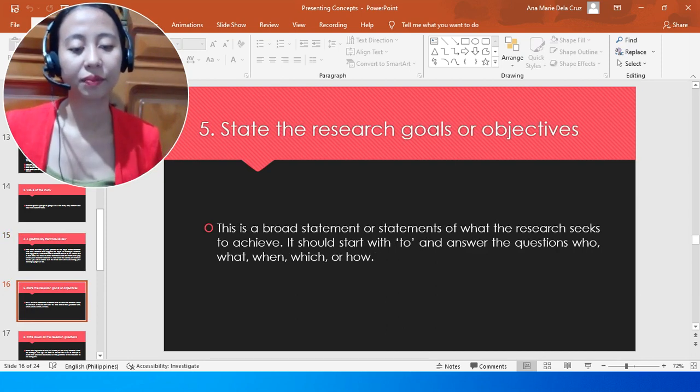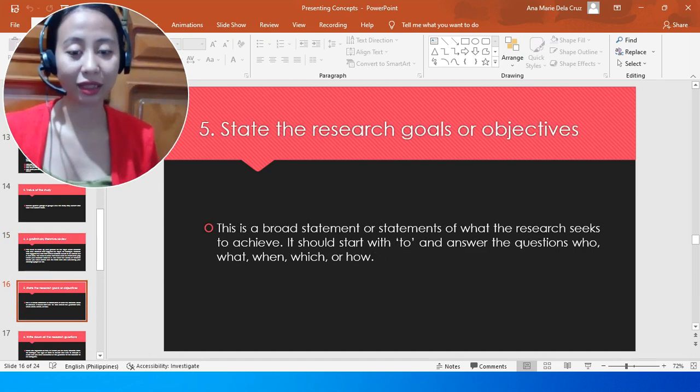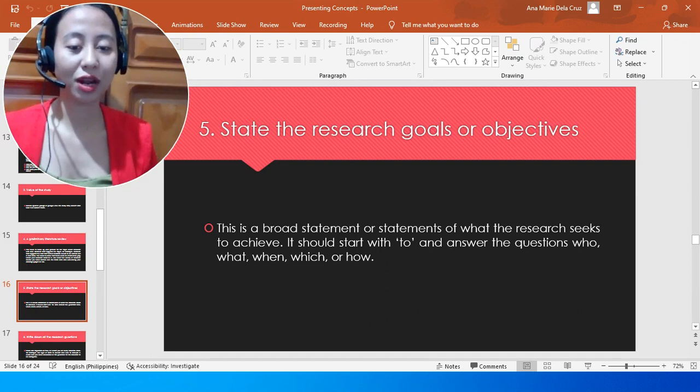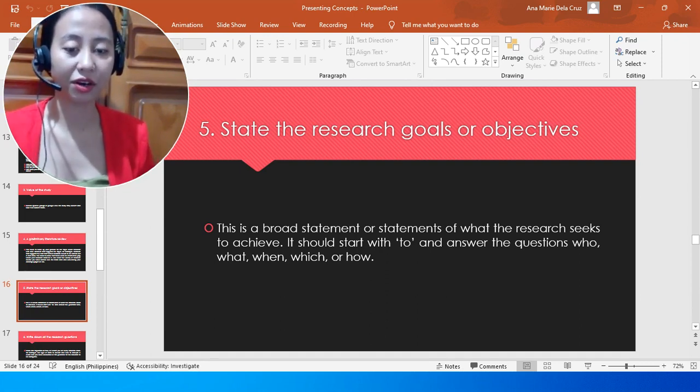Next. State the research goals or objectives. It is also important kahit kapag nagtuturo, di ba, kapag natututo kayo, dapat alam niyo yung objectives. You should know the goals for you to know how to attain that. For us to know what activities should be delivered. Okay? Kung anong technique ang gagamitin, anong methods and approaches. This is the broad statement or statements of what the research seeks to achieve.